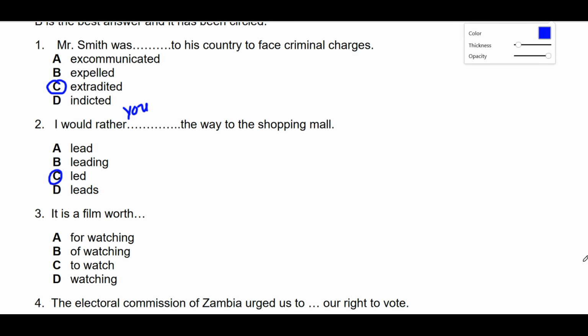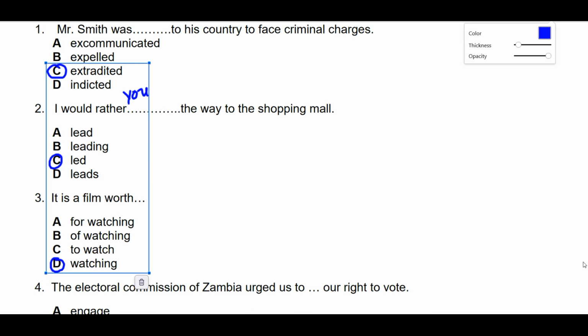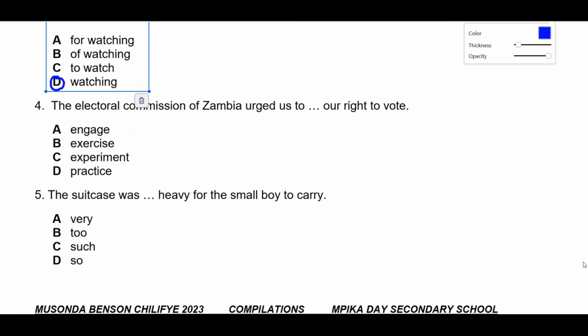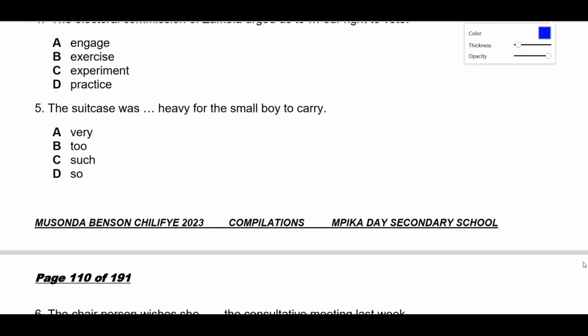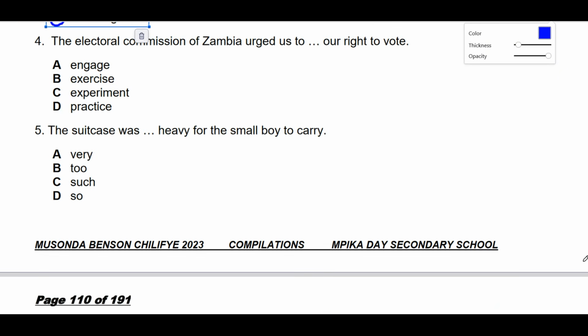Then we move on to number 3. It is a film worth for watching, of watching, to watch. So the answer is D. It is a film worth watching. So we can now move on to number 4. The Electoral Commission of Zambia urged us to exercise our right to vote.